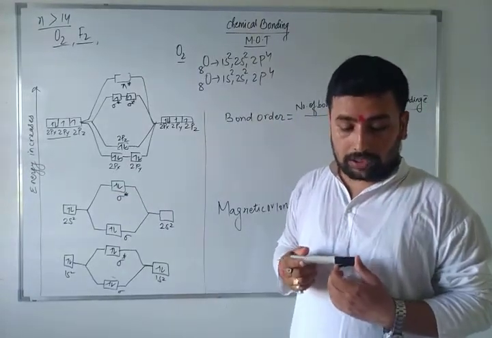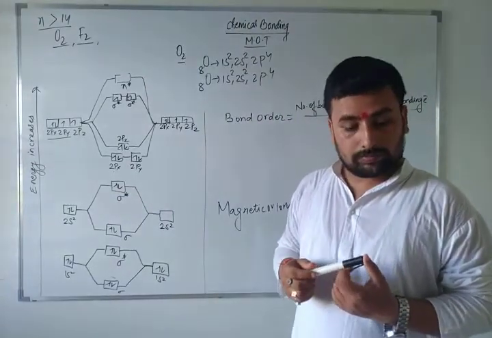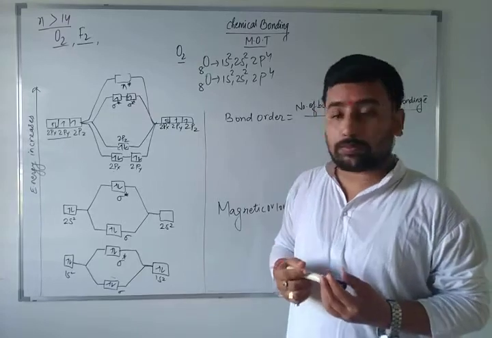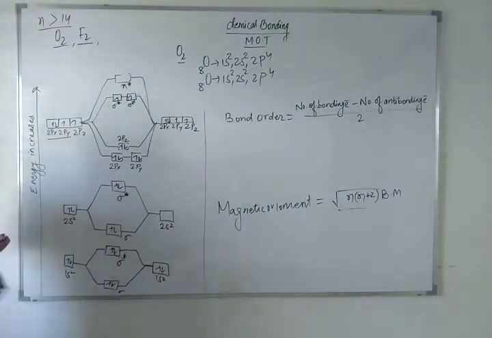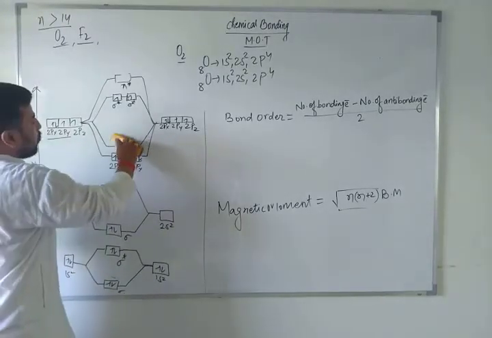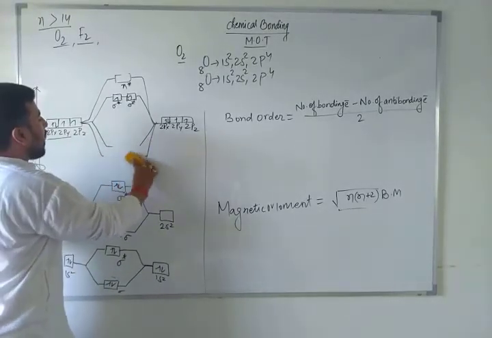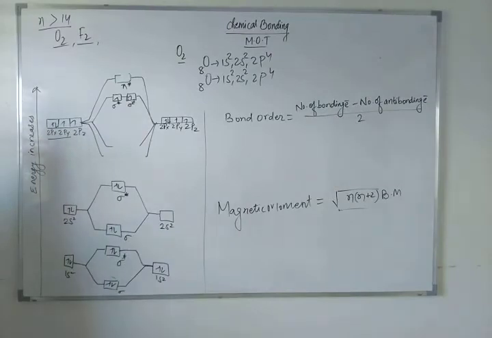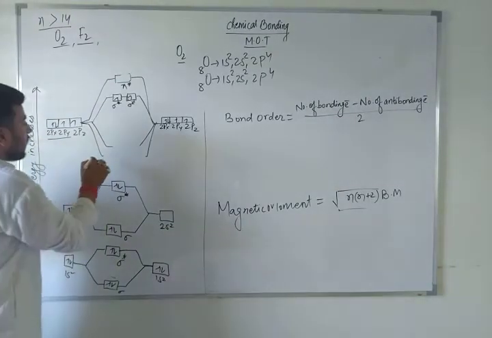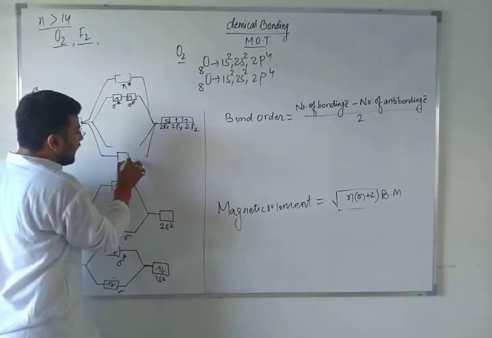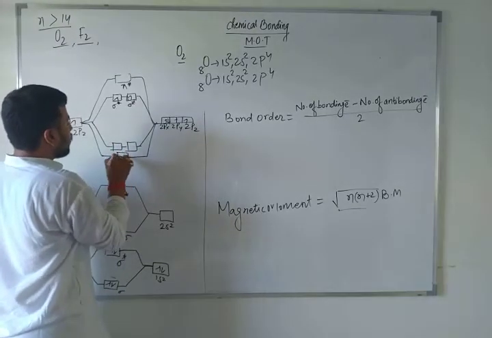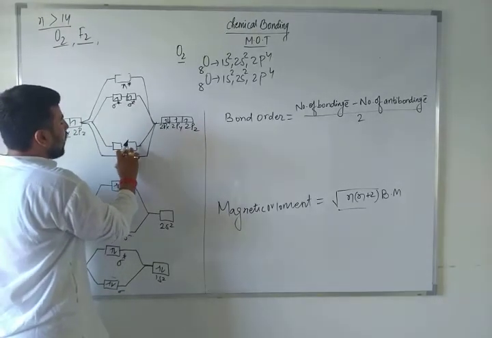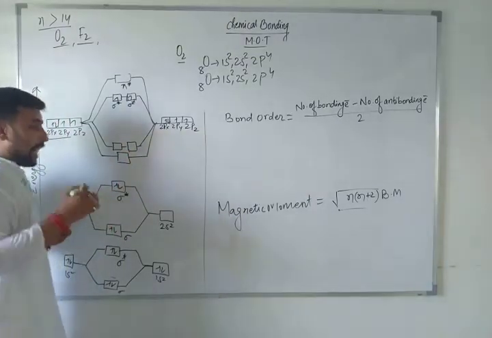Now you can ask me, sir, how is this possible? Here there will be a change only in the 2pz electrons. This 2pz will come down and everything else is going to remain the same. Means here there will be 2pz, and here 2px and 2py. Got it? Now you can ask me, sir, why do these things happen?